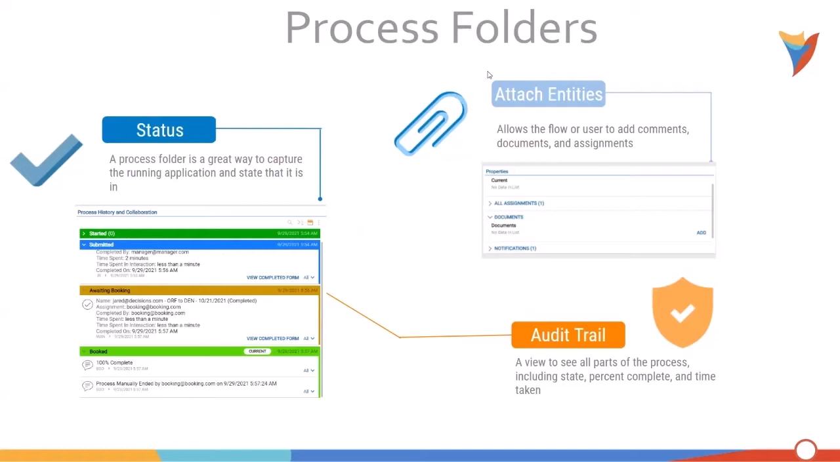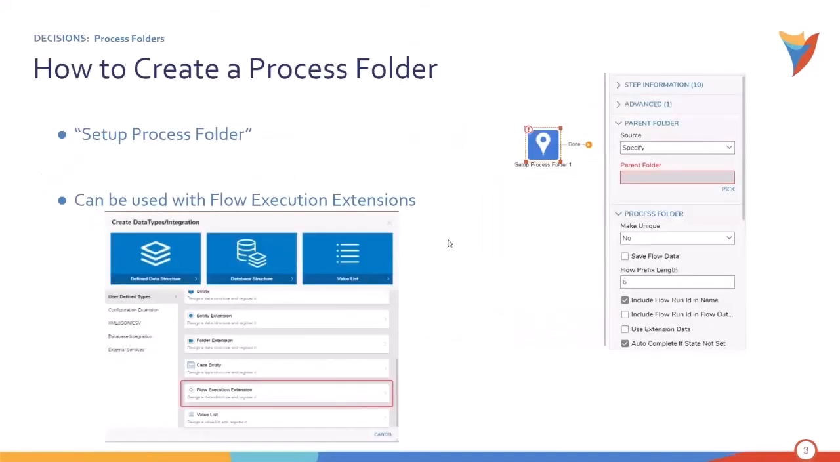Process folders also allow one to attach documents. You can put in a comment with your process folder or later edit to add a comment. It can store assignments, etc. So how would you create a process folder? There is a step inside Decisions called setup process folder, and I will show you how we will use that a little later on. Process folders are typically used with flow execution extensions.